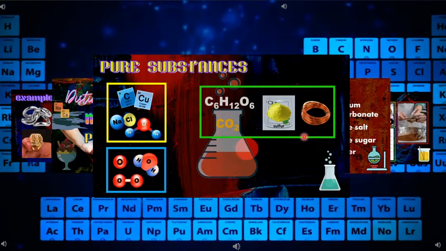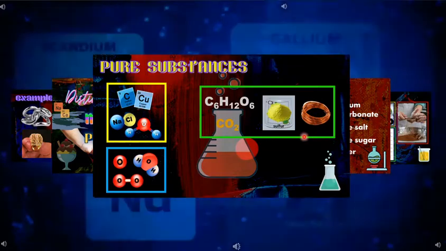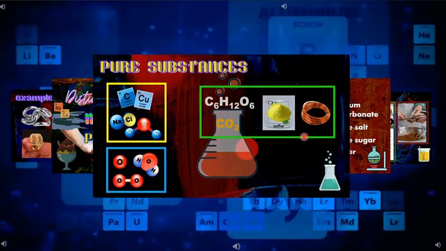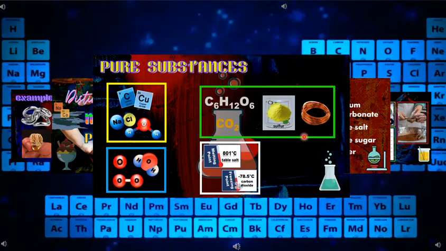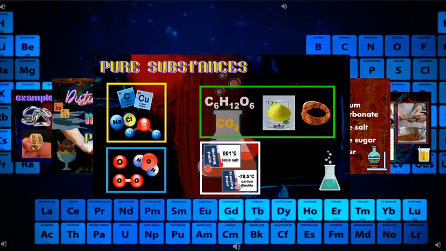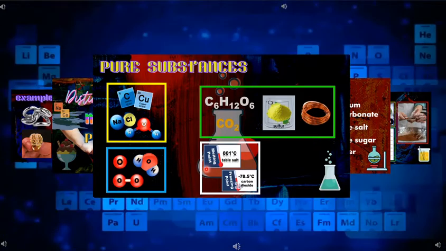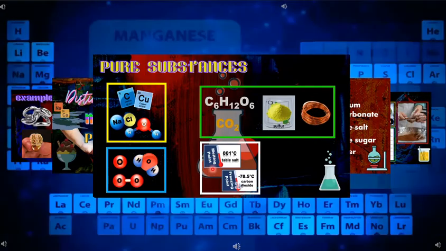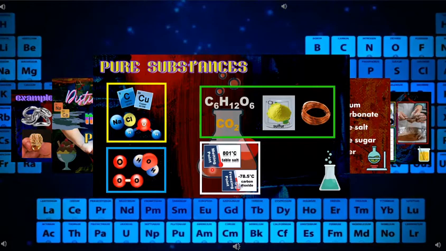Having definite compositions means that the materials that compose the substance are uniform throughout. Pure substances have definite physical and chemical properties. During the boiling process, pure substances boil at definite temperatures. For example, water has a boiling point of 100 degrees Celsius once it is pure.